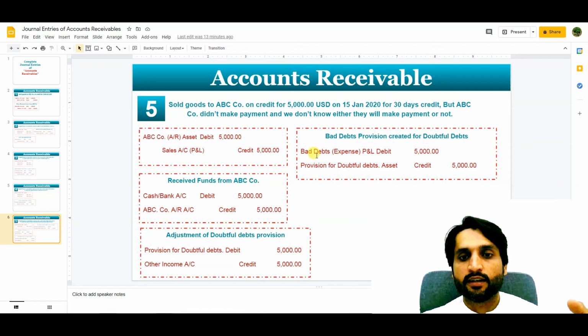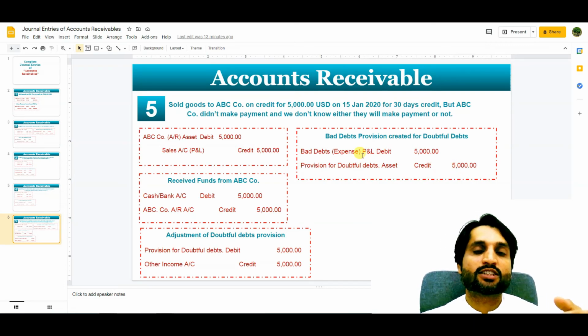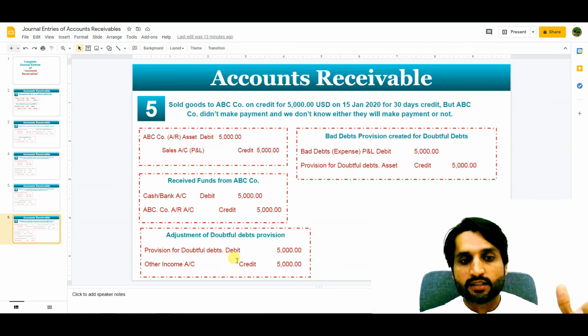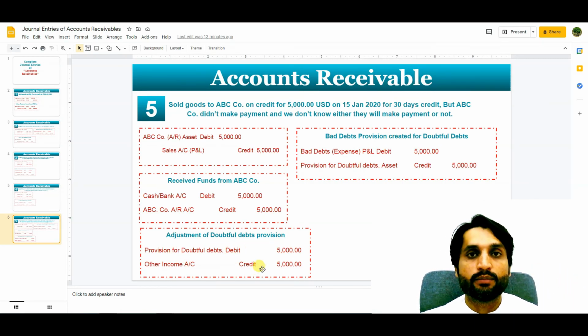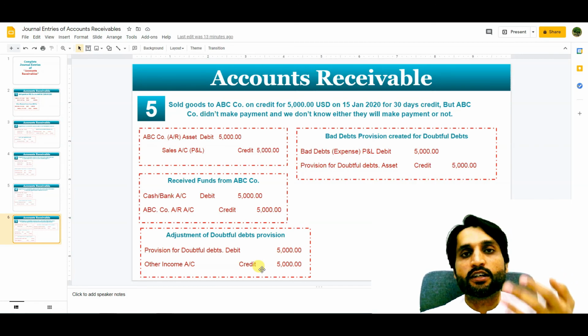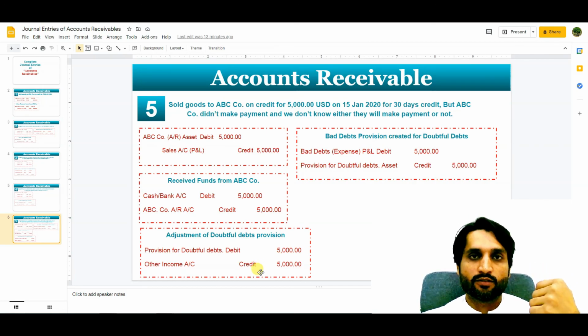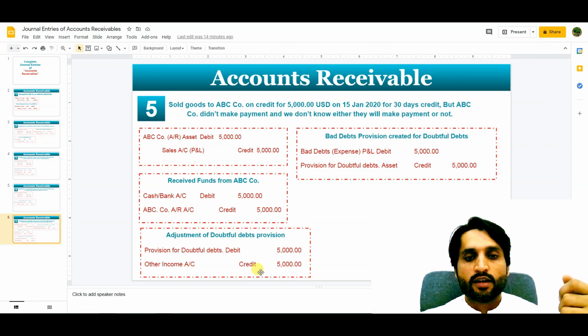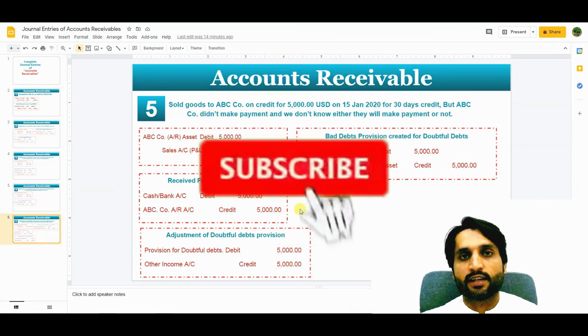As you can see, we made an expense debit and provision for doubtful debt credit. We made an expense in our profit and loss account. So when we need to make the adjustment, provision for doubtful debts will be debit and other income account will be credit, as we have recovered some money from our client which we were unsure about. So this is the complete set of entries of account receivable, guys. I hope you understand the concept.